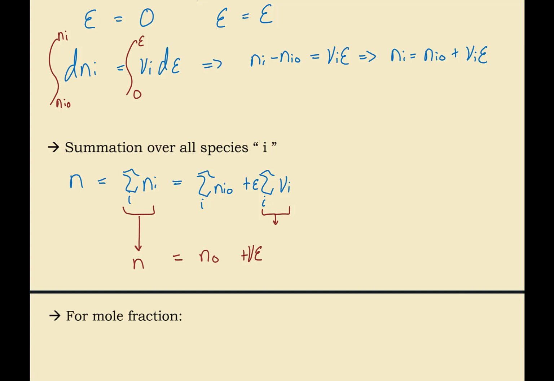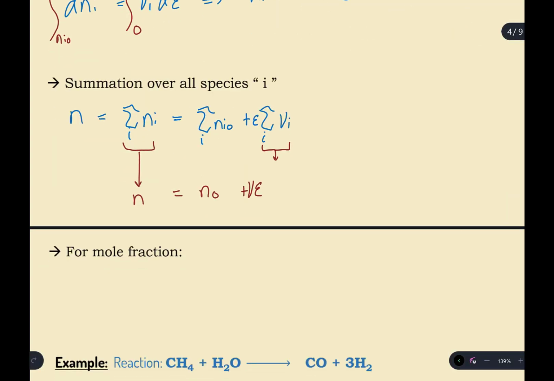So if I wanted to find, as an example, the next thing we're going to move on is the mole fraction. For the mole fraction, I need my moles divided by total moles. So that's what we're going to do next. That's why we did the summation to get the total number of moles. We have our species i moles. We're going to divide the two and get a mole fraction.